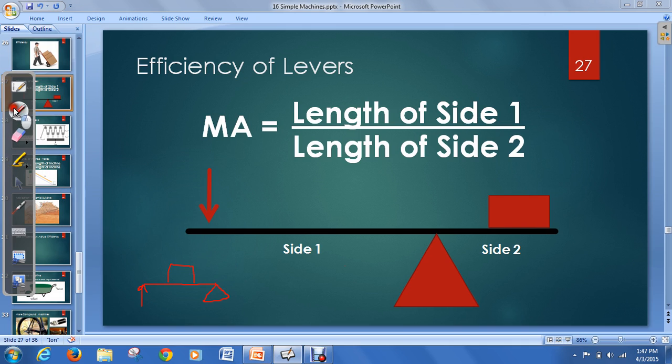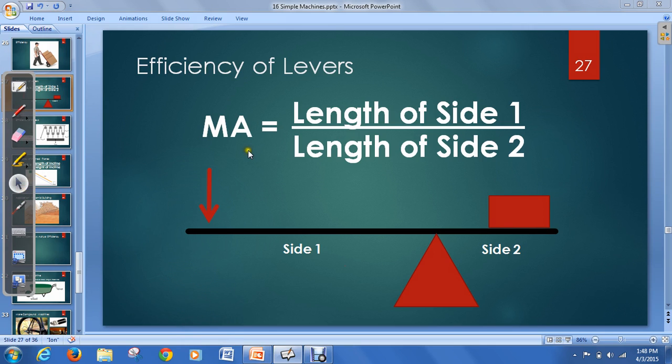Well, you can. You just have to count length of side 2 as just this distance to the load. Okay, so that would be side 2. And then side 1 would be this distance to the force itself. Okay, so you can still use the same equation. It's just that the sides are both on the same side. Okay, and so you just have to think which one's to the force, which one's to the load.